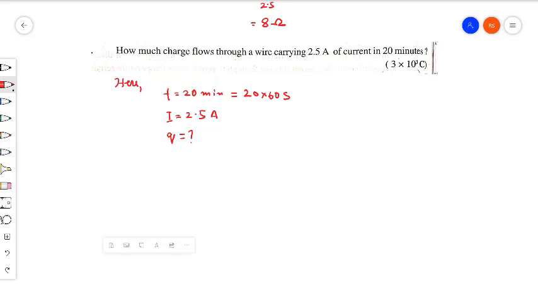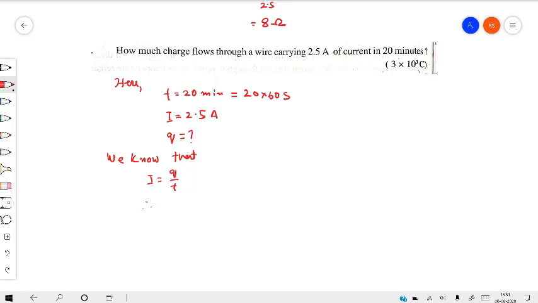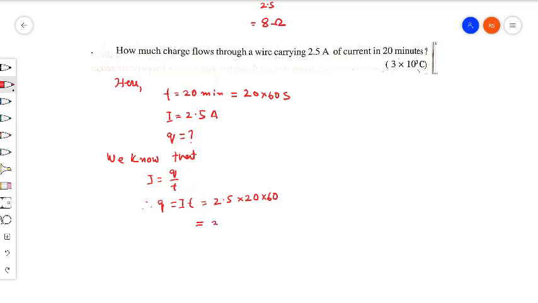Now we know that current is charge by time. Therefore, Q is current into T. So current is 2.5 into 20 into 60. That is 3 into 10 to the power 3 coulomb.